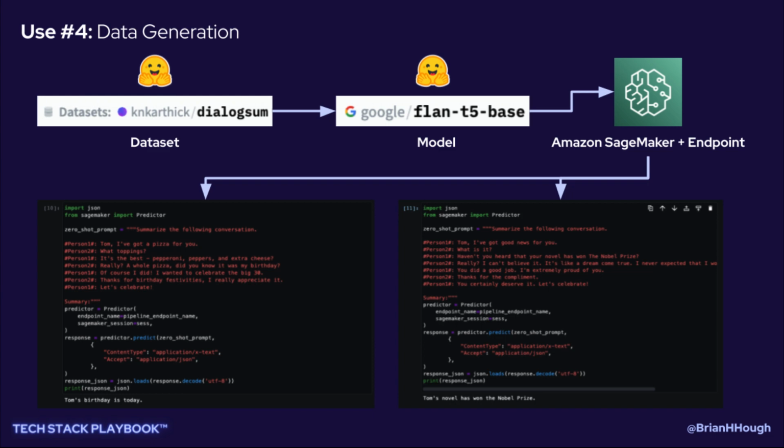So the goal of the prompt is to summarize the following conversation. You see that in both screenshots on the bottom, and I created two different conversations. So one person saying, Tom, I got pizza for you. What toppings? Pepperoni, peppers, extra cheese. Whole pizza, blah, blah, blah. It's my birthday. And of course I know it's your birthday. I want to celebrate the big 30. Thanks for the birthday festivities. I really appreciate it. Let's celebrate.